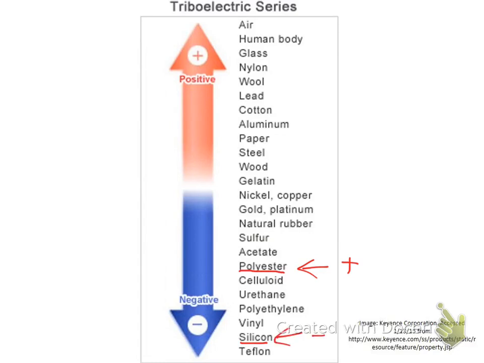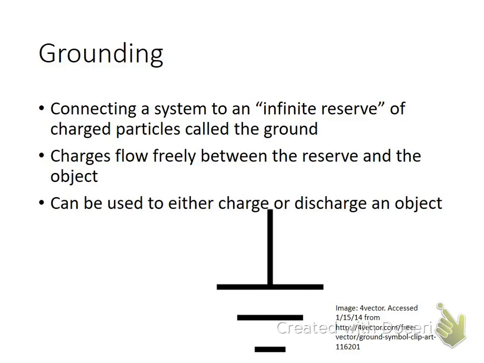The silicon will become negatively charged, so basically the polyester will give up electrons to the silicon. Then there's grounding. You've got to know what grounding is. It's basically connecting something to an infinite reserve of electrons. The way I like to think of ground is it's always neutral, and there are so many electrons that it can handle giving some up or taking some in, and it still stays neutral. It's basically something outside of any system where electrons can freely come and go if they're connected.